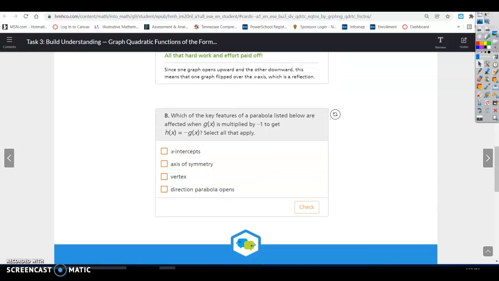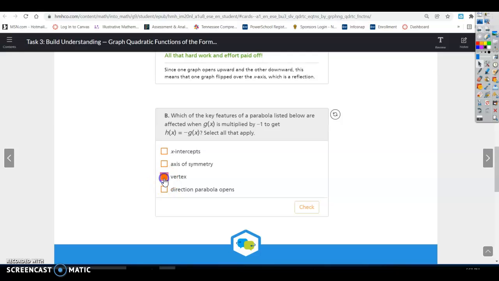Which of the key features of the parabola below are affected when g of x is multiplied by negative 1 to get h of x equals negative g of x? Select all that apply. So the intercepts were the same. The axis of symmetry was the same.